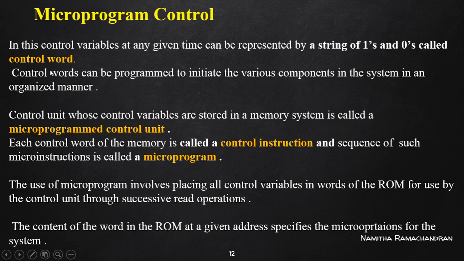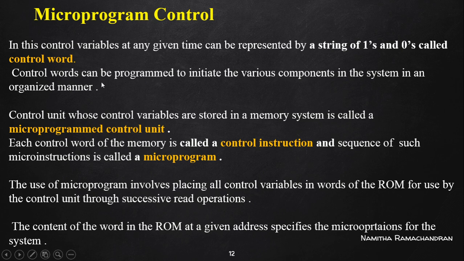And in this method, control variables at any given time can be represented by a sequence of zeros and ones. So different control statements, which can be called control variables, or the state, can be represented as a string of zeros and ones. That particular control state is called a control word. A control word means a sequence of zeros and ones, and that control word actually points to a particular control state.